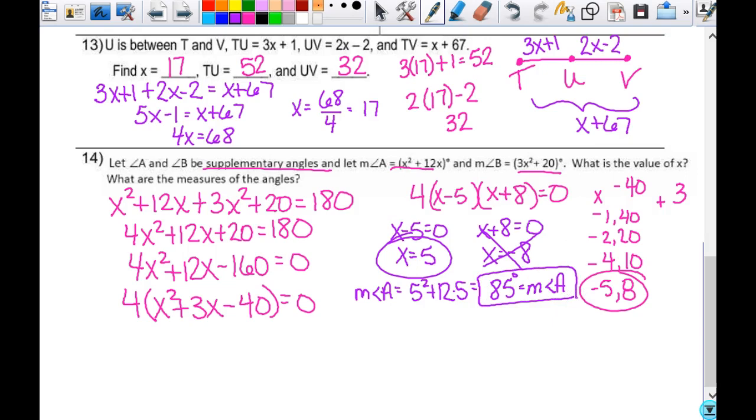And then the measure of angle B is equal to 3 times 5 squared plus 20. So 5 squared is 25 times 3 is 75 plus 20 is 95 degrees. That's equal to the measure of angle B. And these are supposed to be supplementary. When I add those two together, I get 180. So I'm good.